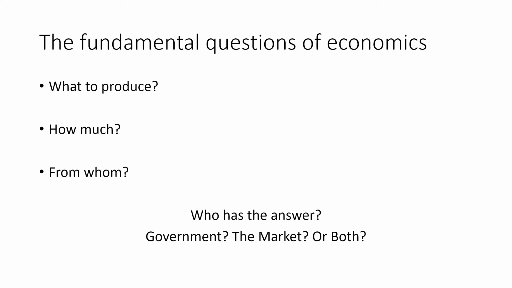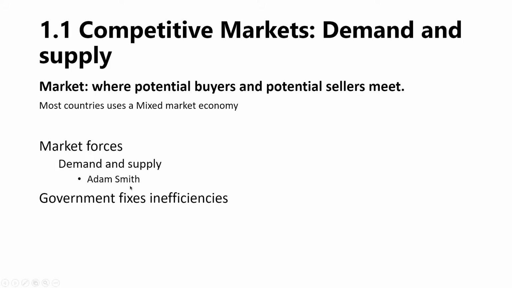Okay, next slide. So the fundamental questions of economics are what to produce, how much to produce, and for whom to produce. And then there is a sort of philosophical answer: who has the answer? The government, the market, or both? IB economics takes the stance of a mixed market economy, where the government and the market decide what to produce. A definition you have to know here is that a market is where potential buyers and potential sellers meet. The market is run by market forces, demand and supply, or as Adam Smith called it, the invisible hand of the market. And also the government, which exists to fix the inefficiencies, which we'll talk about in the end.